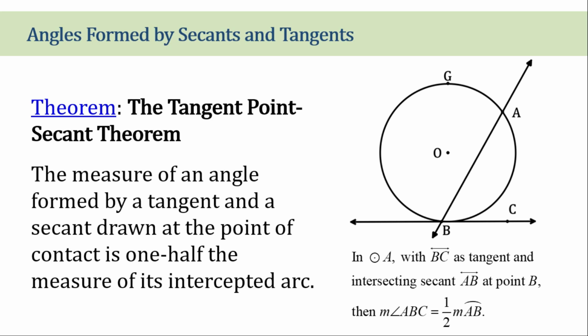The tangent-secant theorem. So this is the theorem wherein a tangent and a secant intersect at the point of tangency. The measure of an angle formed by a tangent and a secant drawn at the point of contact is 1/2 the measure of the intercepted arc. So the measurement of this is 1/2 of this.